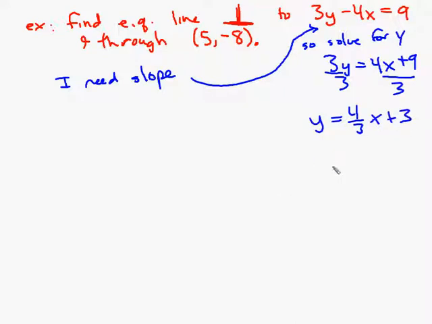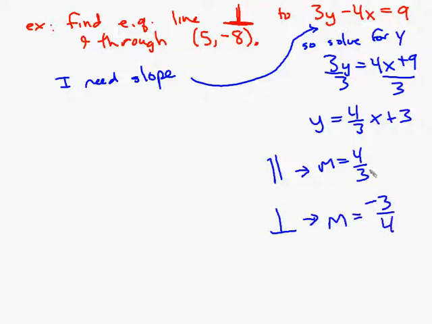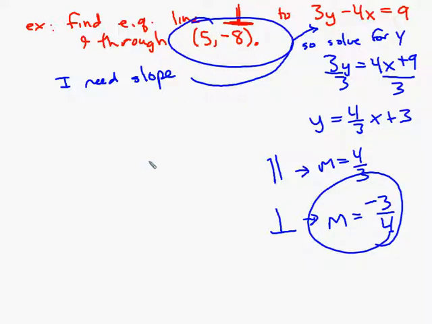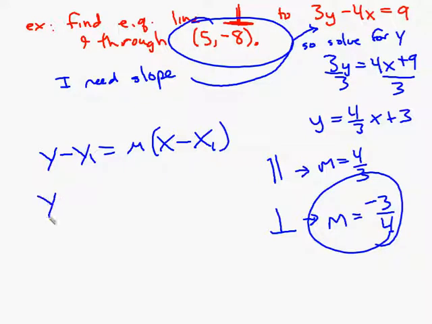Now, the slope of the line parallel is 4/3, but the slope of the line perpendicular would be what? Negative 3/4. I flip that and change the sign. So now I have my slope. I have my point. What form do I use? Point-slope. So I do y minus y1 equals m times x minus x1. So I'm going to write y plus 8 equals negative 3/4 times x minus 5.